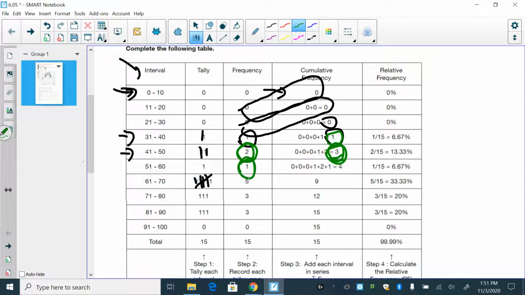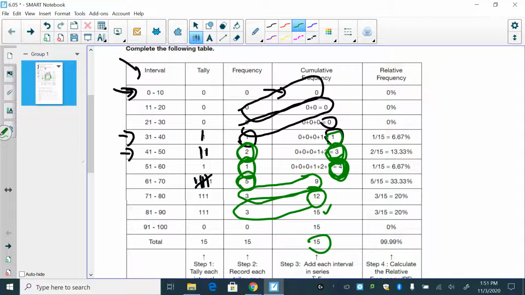3 plus an extra 1. That's how I got 4. 4 plus 5. That's how I got 9. 9 plus another 3 more entries. That's how I got 12. 12 plus 3 more entries. That's how I got 15. Okay. So I have 15 items. Yes, I already said that. So that's okay. So these all match, which is perfect.